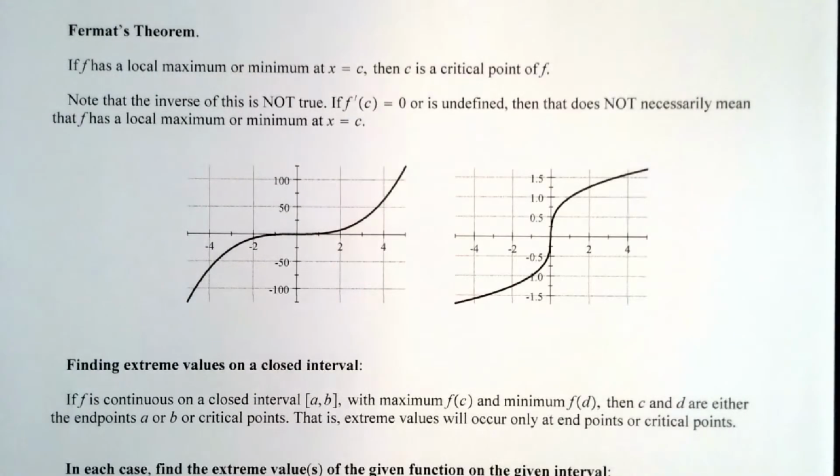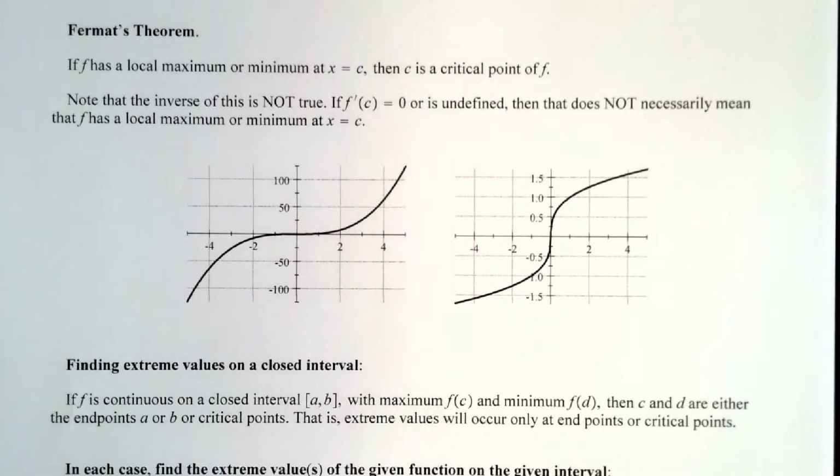All right, in the last video we talked about the basic understanding of extreme values, both absolute and local extreme values, and we talked about critical points or critical numbers. And so we want to connect that now to finding extreme values on closed intervals. And we start with something known as Fermat's theorem.